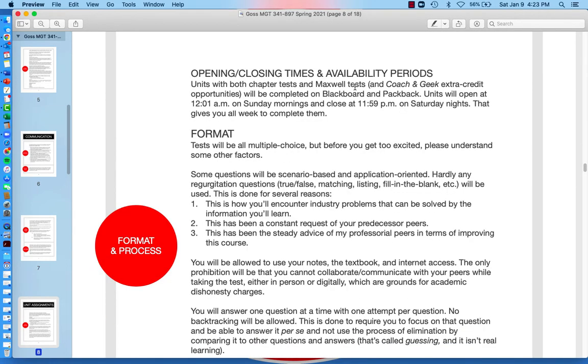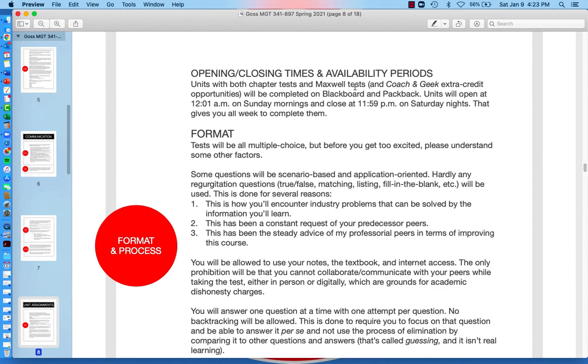Remember, you have 12 of them. Every week, at 12:01 a.m. on Sunday morning, each unit will open, and they will be open for almost exactly a week until 11:59 p.m. that Saturday night. That gives you all week to complete both the chapter test and the Maxwell test for each unit, and any Coach and Geek extra credit opportunities that will be posted for that week. Some weeks there will be, some weeks there won't be.